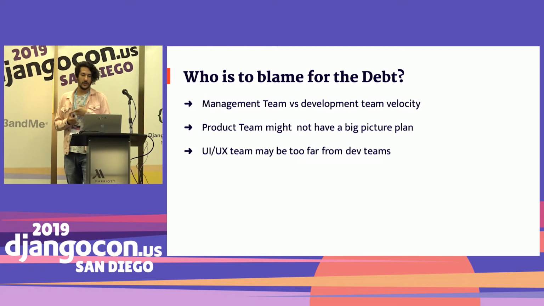Like the management team may not be up to date on the development team's speed and velocity, so they can schedule more things than your team has hands to do. Also, the product team might not have given a big picture plan to the developers, so they are not able to anticipate things on the architectural side. And even the UI and UX teams may be too far from the development process, so they can create an unfeasible experience in the design, and might be creating more bottlenecks for the development team to deliver.